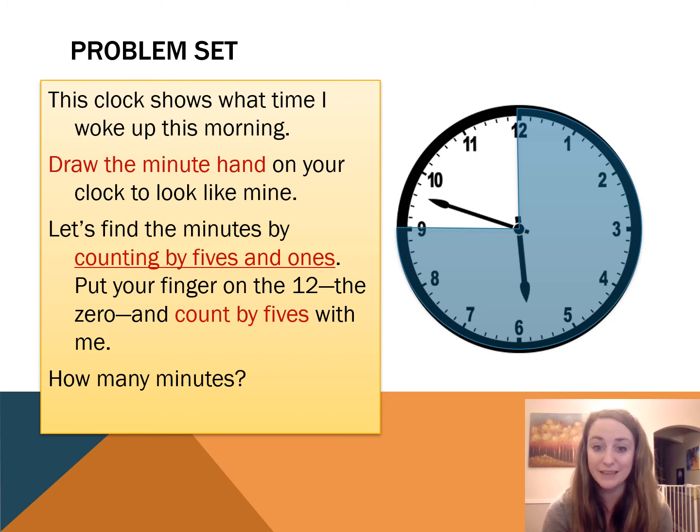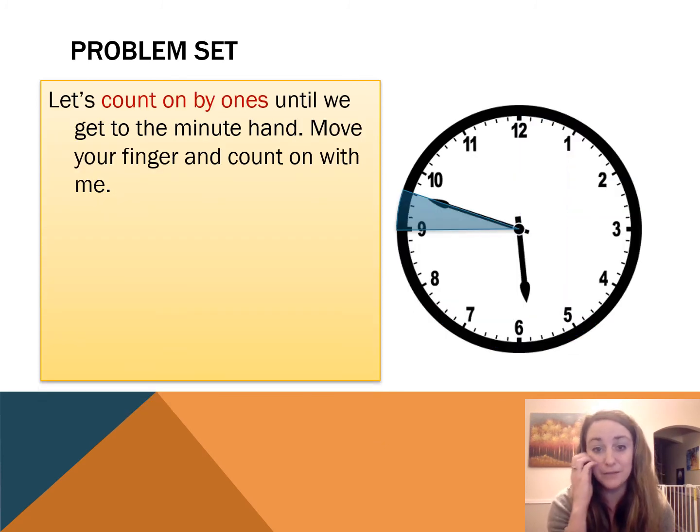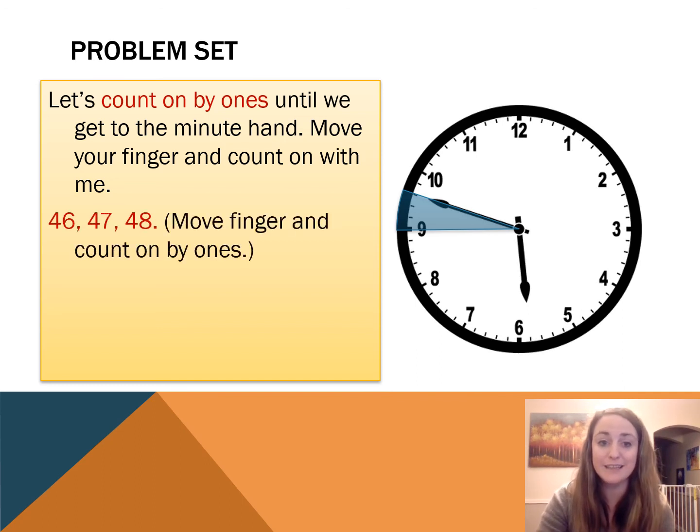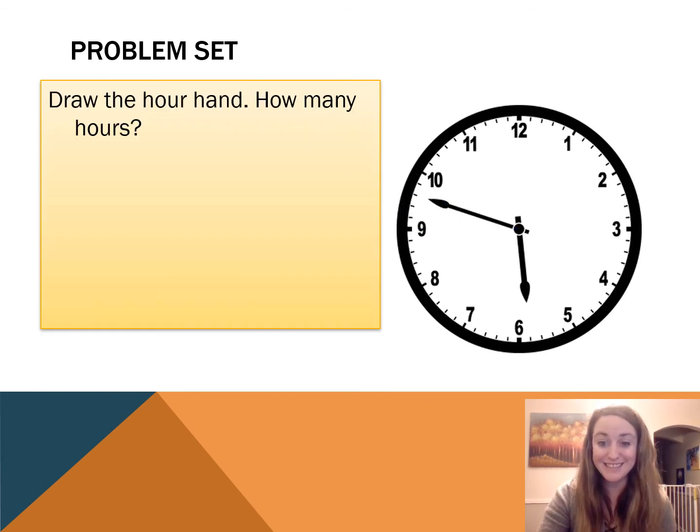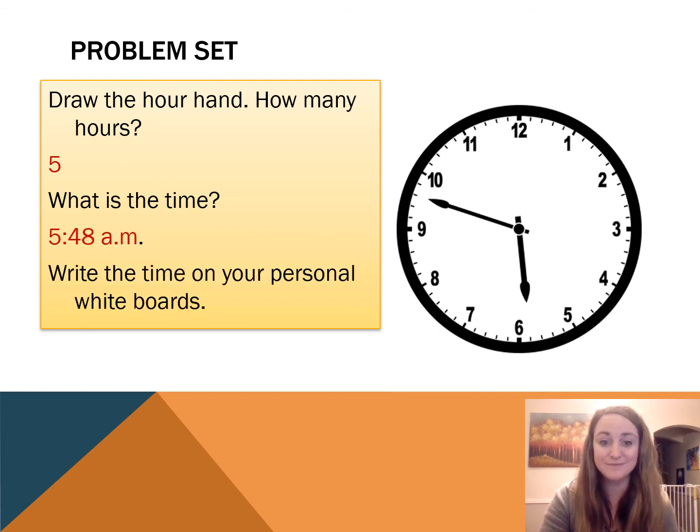How many minutes? 45 minutes. Now let's count by 1s until we get to the minute hand. Move your finger and count with me. 46, 47, 48. How many minutes? 48 minutes. Now let's draw the hour hand. How many hours? 5 hours. What is the time? It is 5:48.